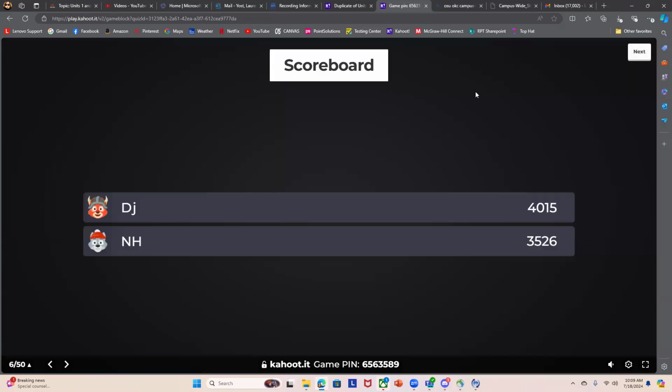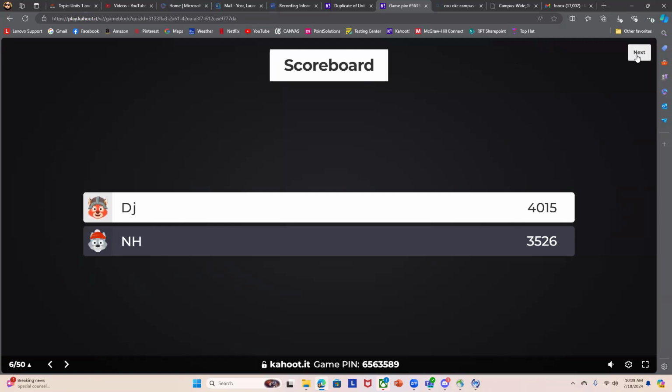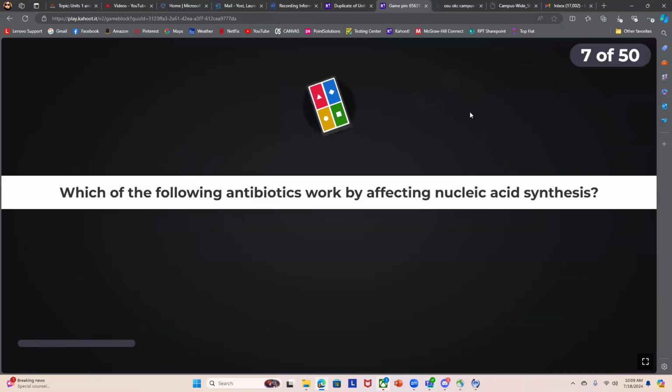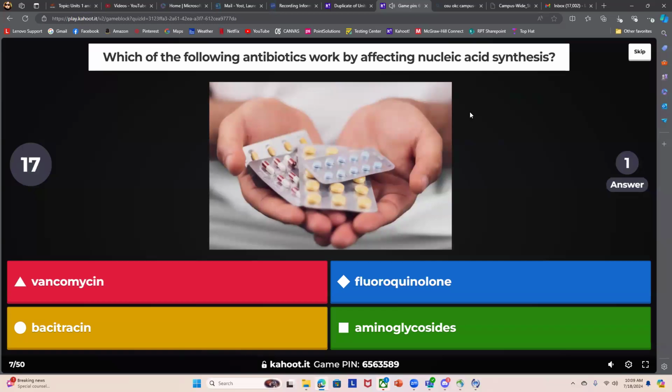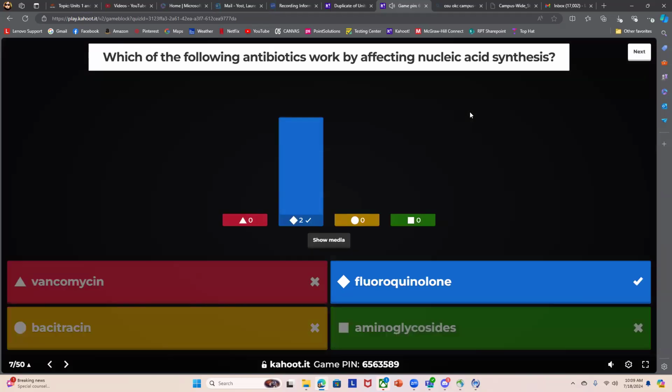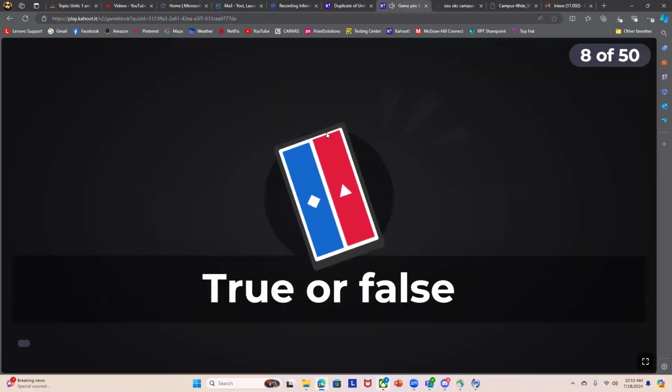Let's see if I have more questions on these. I was waiting for it to go on its own. It doesn't do that. Okay. Which of the following antibiotics work by affecting nucleic acid synthesis? Yeah, that's going to be the fluoroquinolones. And those, of course, end in -floxacin, like ciprofloxacin. Oh, sorry, I clicked right through that.